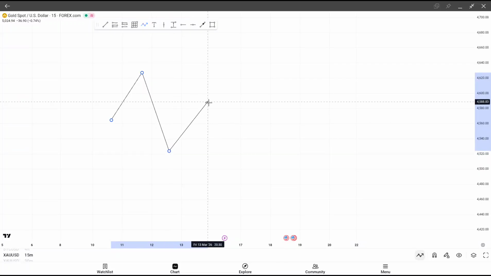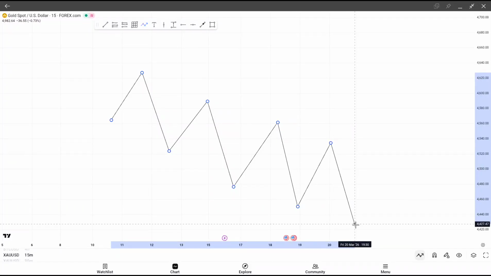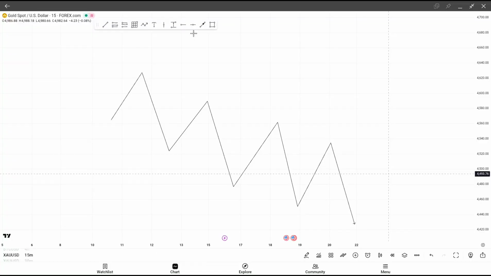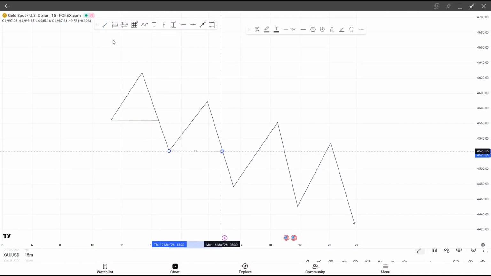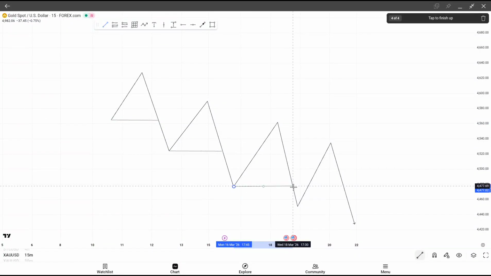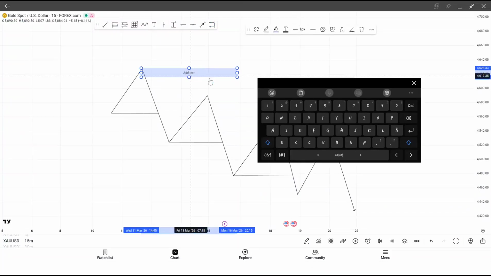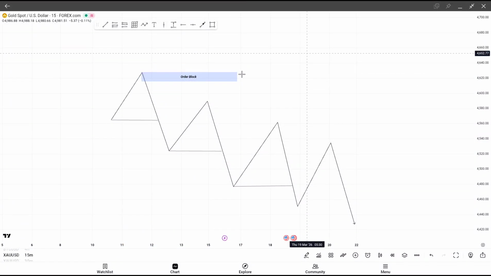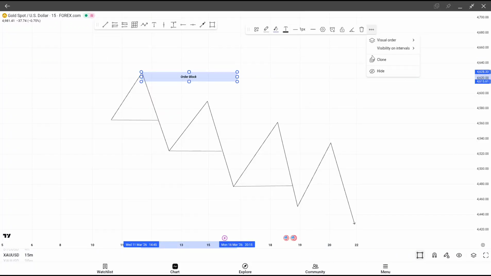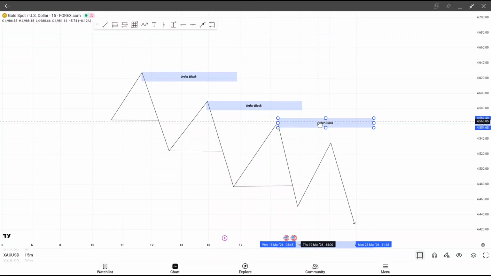This is a bearish scenario. All right, perfect. Let's say this is a break of structure. The order block is supposed to be here. It's like the inverse. The order block is supposed to be here, at the top of the structure. This is an order block.